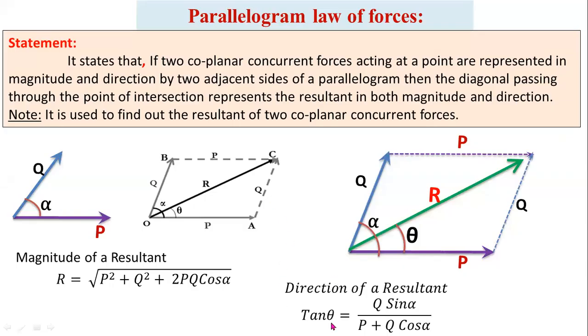Here tan theta is the direction of the resultant. For determining the angle, theta equals tan inverse of Q sin alpha by P plus Q cos alpha. Alpha is the angle between the two forces. Theta is the angle between the resultant and the first force. These three are the graphical solutions. These two formulas are analytical solutions.